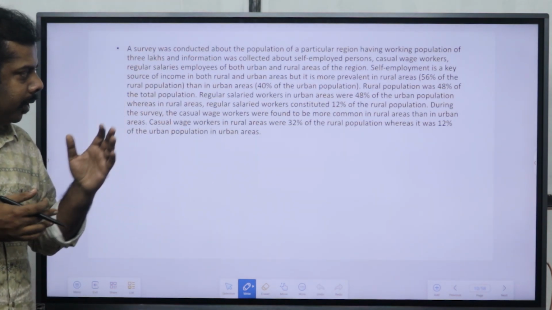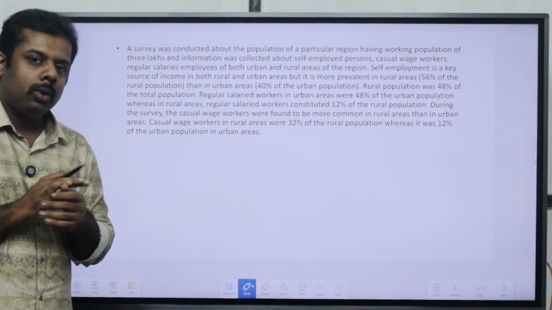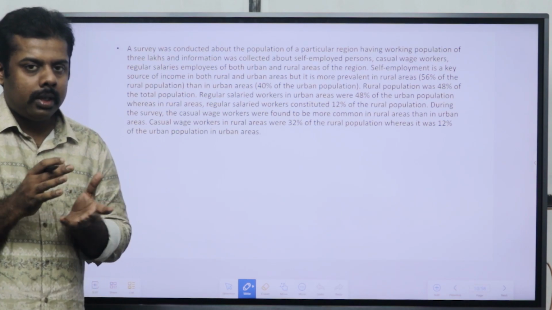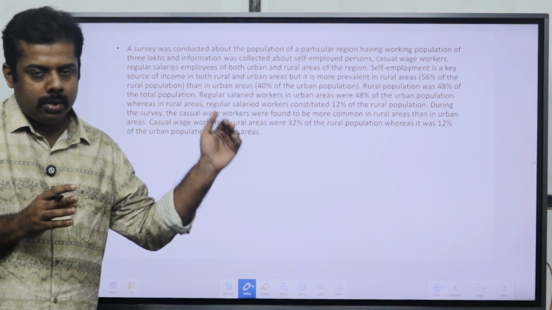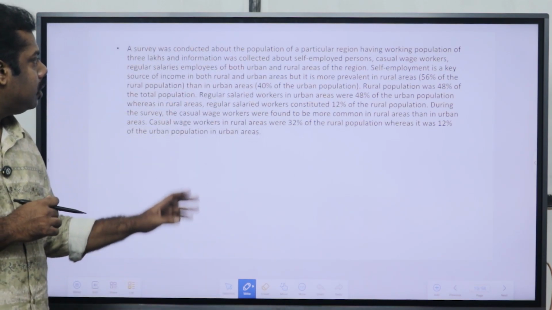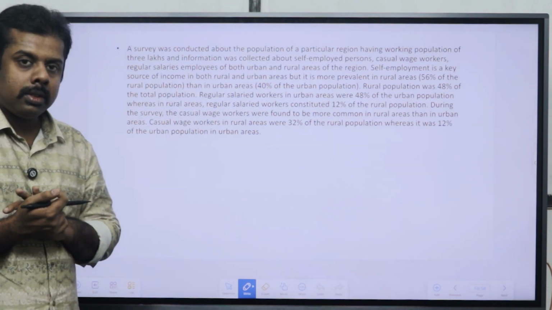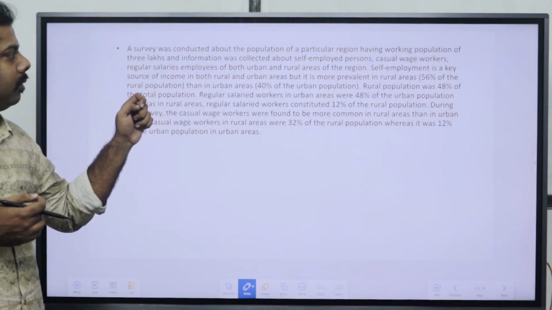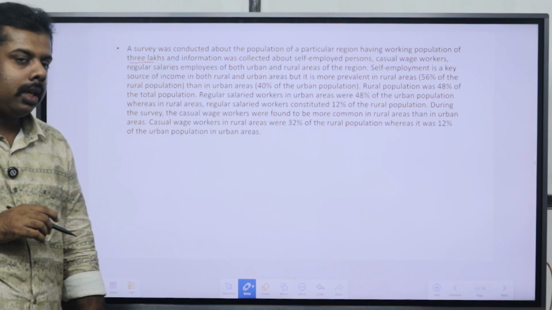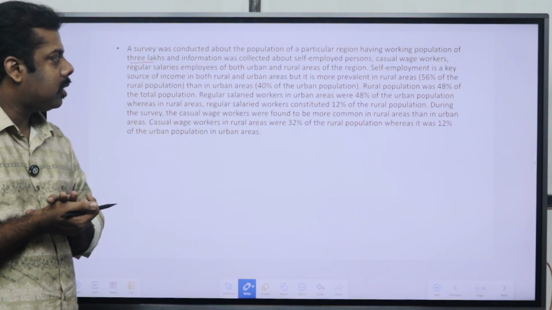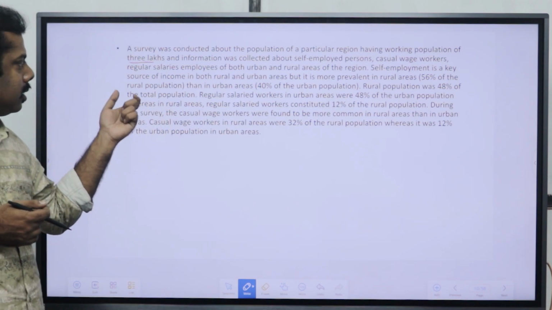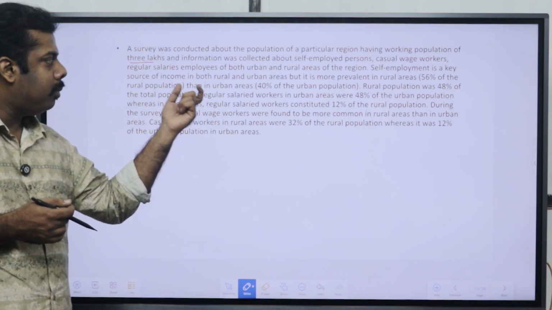Now what we are going to do is move to the second passage. Like in the first one, we are going to read it first and then get the data in a tabular form to do the questions which follow. If we read it like we did in the last one, the survey was conducted about the population of a particular region having a working population of 3 lakhs.